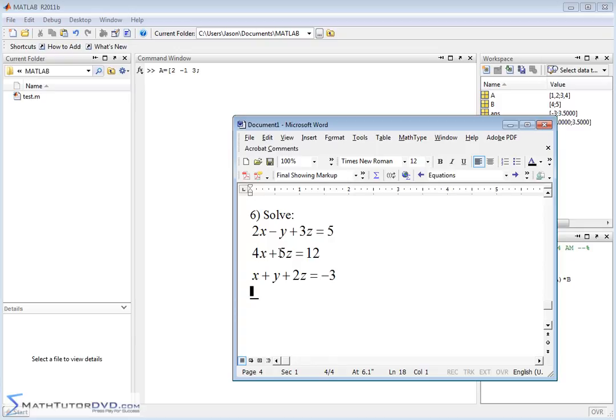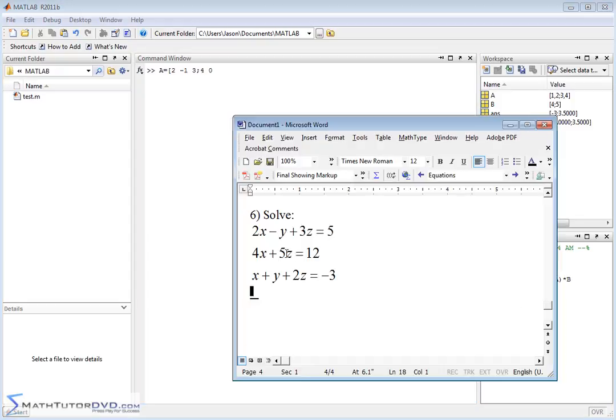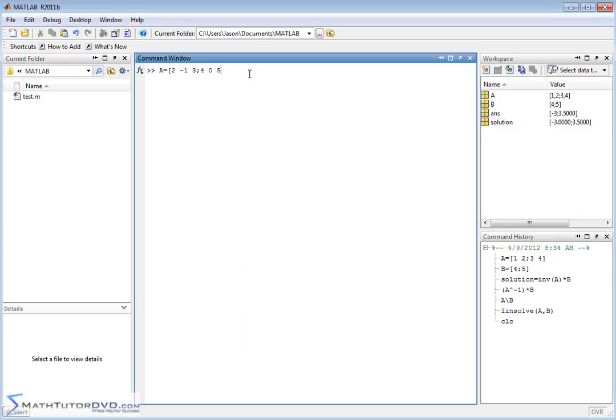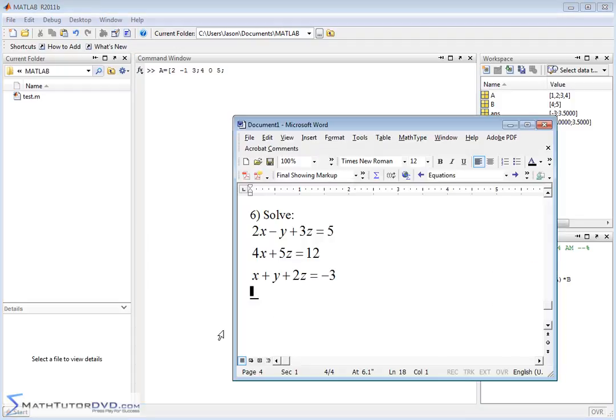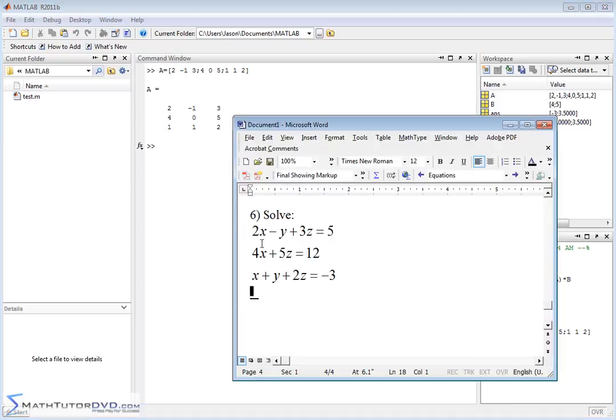We have 4x, but look, we don't have any y's here. So because we don't have any y's, we have to put a 0 there. So we have 4 space 0, and then the last number in the second equation was a 5. So we'll put a 5 there and put a semicolon down. And then finally we have x plus y plus 2z. So 1, 1, 2. And that is our coefficient matrix. And you can see, let me just sort of show you, it lines up exactly with what we have. We have 2x minus y plus 3z, 4x plus 0y plus 5z, 1x plus 1y plus 2z. So it all matches on the left-hand side.